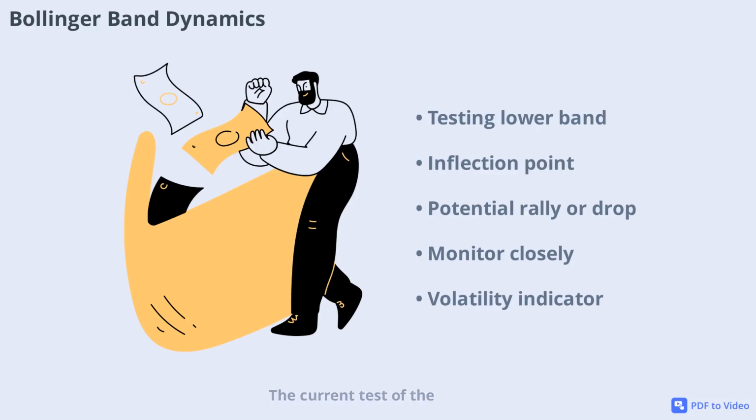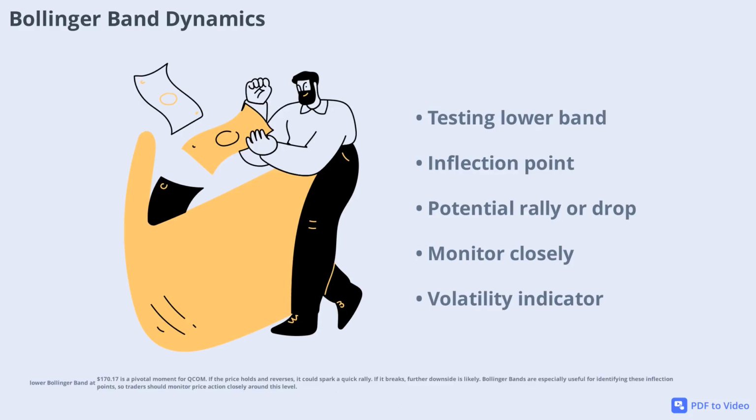The current test of the lower Bollinger Band at $170.17 is a pivotal moment for QCOM. If the price holds and reverses, it could spark a quick rally. If it breaks, further downside is likely. Bollinger Bands are especially useful for identifying these inflection points, so traders should monitor price action closely around this level.